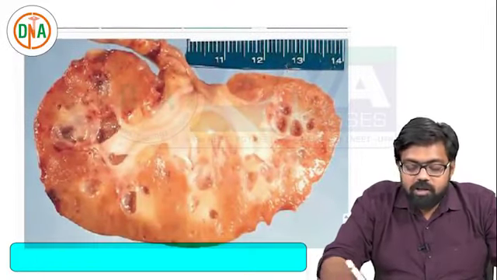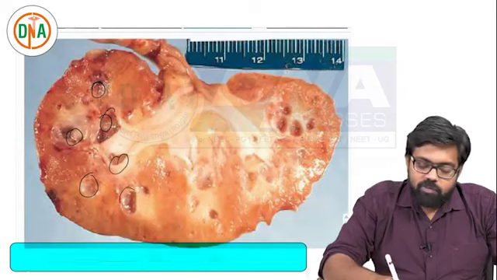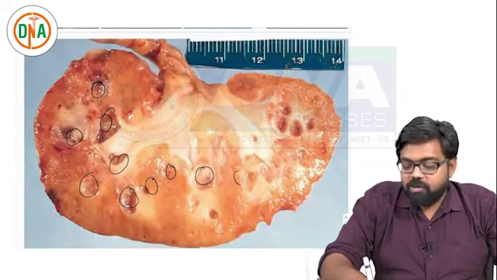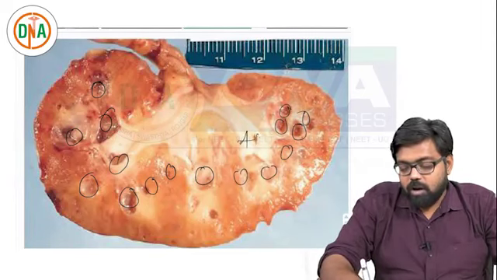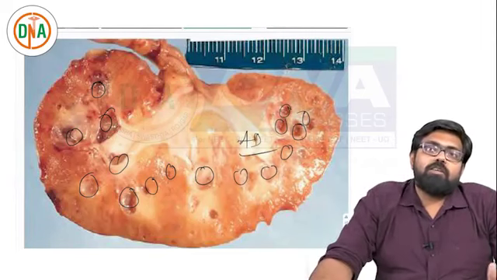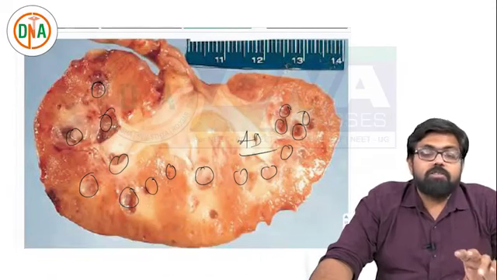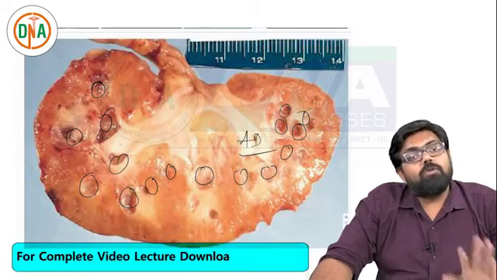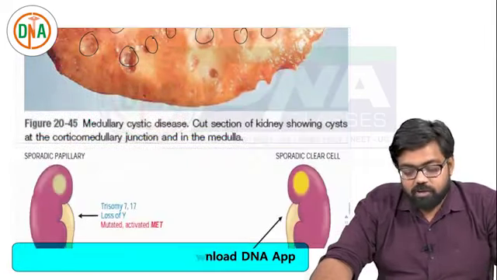Next, you are looking at some cysts seen at the junction of the cortex and the medulla. This is called medullary sponge kidney, which is autosomal dominant. You also come across another disease wherein cysts are seen elsewhere. That is called nephronophthisis, which is one of the most common causes of chronic renal failure in children, of autosomal recessive inheritance. Okay, fine.